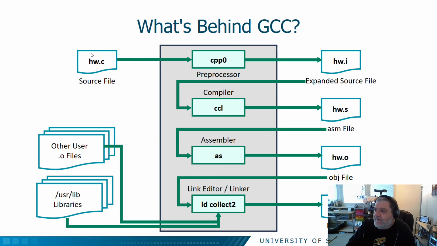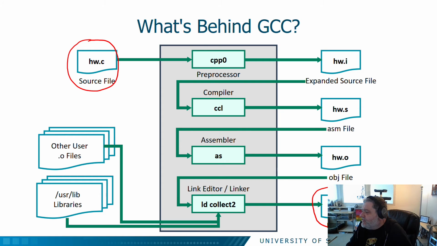So we still have here, at the beginning of this whole story, the C file, the source code file that you have been editing with your editor. And we have, at the end of all that processing chain, the executable file that you can then run on your system.